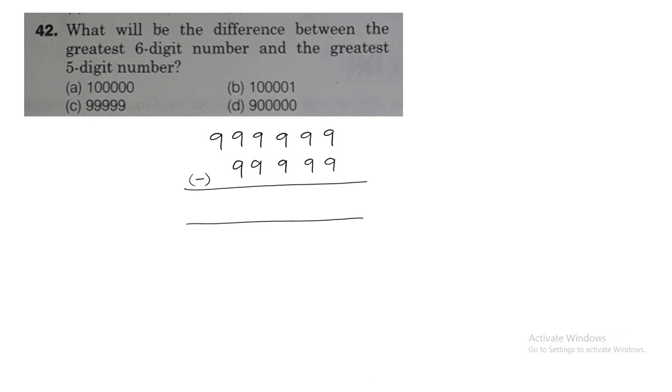9 minus 9 is 0, 9 minus 9 is 0, here also we get 0, here also 0, here also 0. Here we are going to get 9. So the answer is 9 followed by 5 zeros. Where is the option? It is option D again. So for this question also the answer is option D. Next, moving on to one more question.